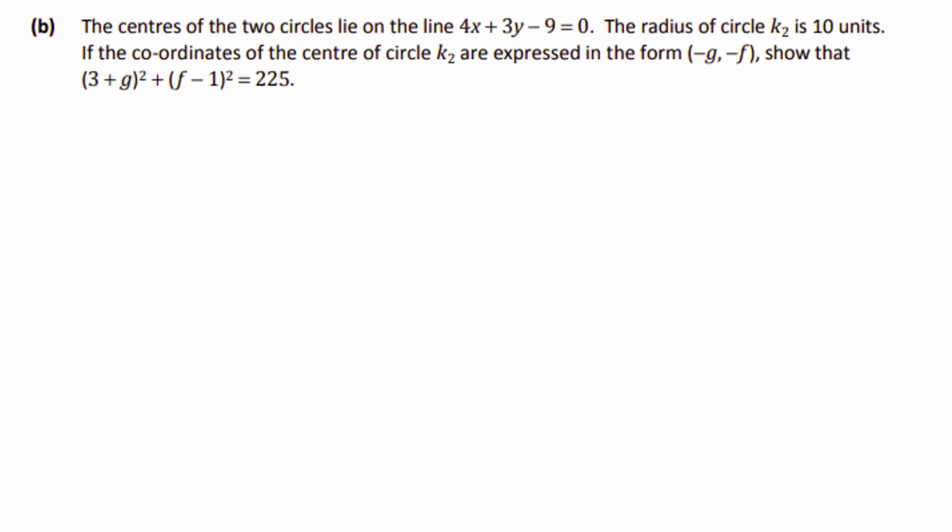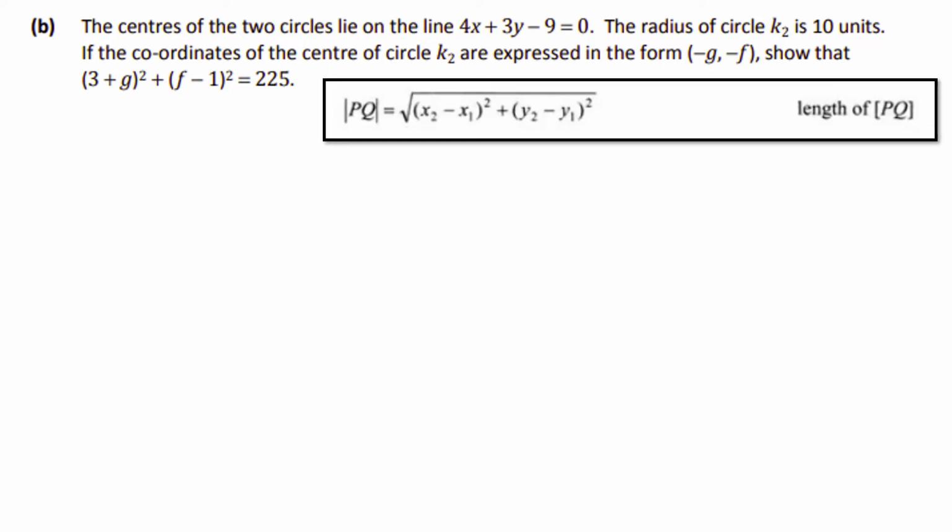Part B tells us that the centre of the two circles lie on the line 4x plus 3y minus 9 equals 0. The radius of the circle K2 is 10 units. And if the coordinates of the centre of the circle K2 are expressed in the form (minus g, minus f), show that (3 plus g) all squared plus (f minus 1) all squared is equal to 225. So the first thing I'm going to do is sketch this out.